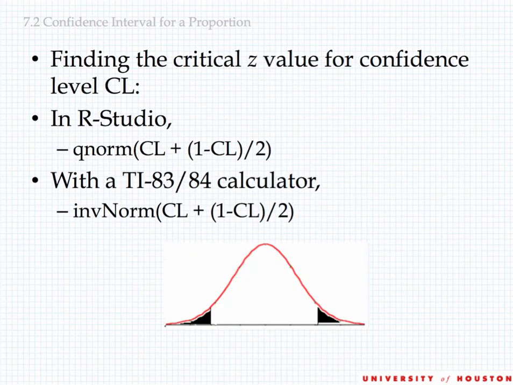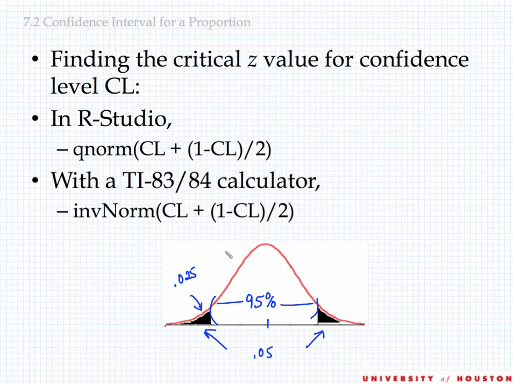Finding the critical z-value for a confidence level. In RStudio, we'd use the q-norm command. Now, in a confidence interval, we're working with a symmetrical interval, symmetrical about the mean. So if I have, say, a 95% confidence level, we want this area right here to be 95%. That means the total sum of these two tails together would be 5% or 0.05. So each tail on its own would be half of that, 0.025.